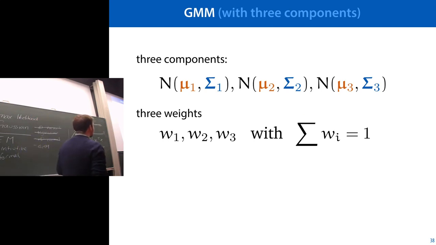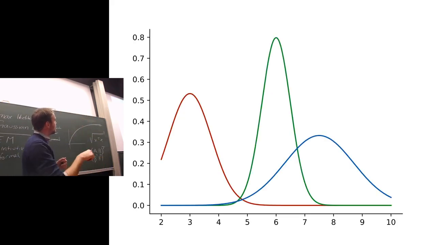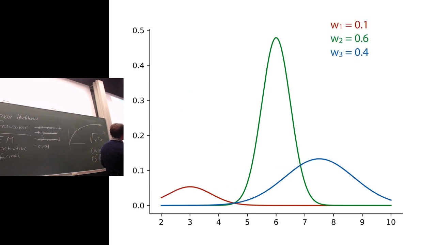So let's say we want 3 peaks. What we can do is define 3 separate normal distributions, and give each a weight. So let's do that. We have a red, a green, and a blue normal distribution here. We're just in 1D for now. And we give each a weight by which we scale the likelihood. Not the likelihood, the probability density function.